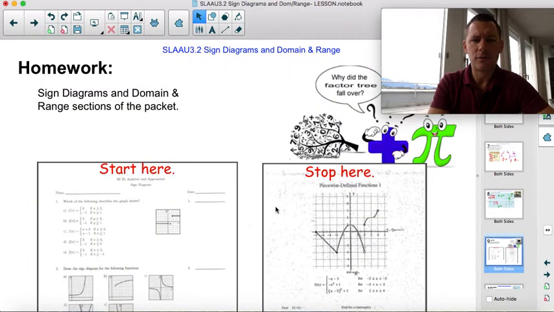There's 2 parts to the home learning ones: the sign diagrams, and you're going to do sign diagrams. There's another one that's domain and range. Stop when you get to piecewise functions.